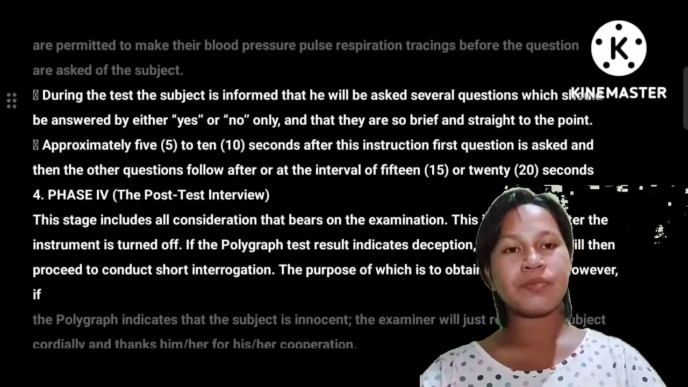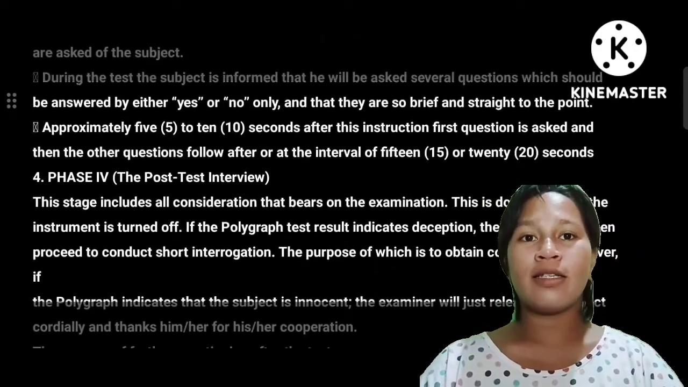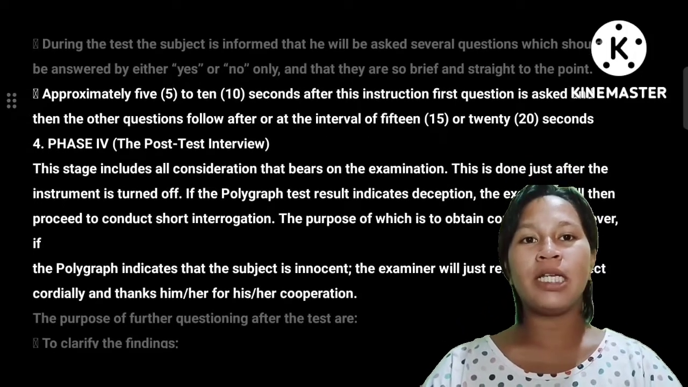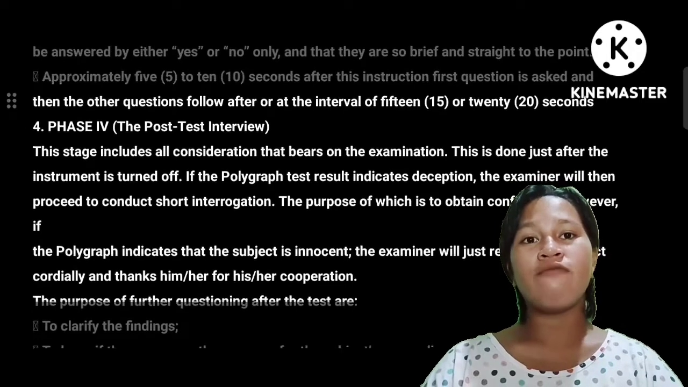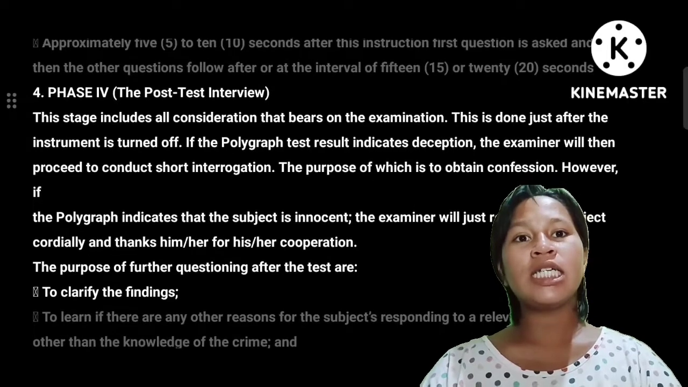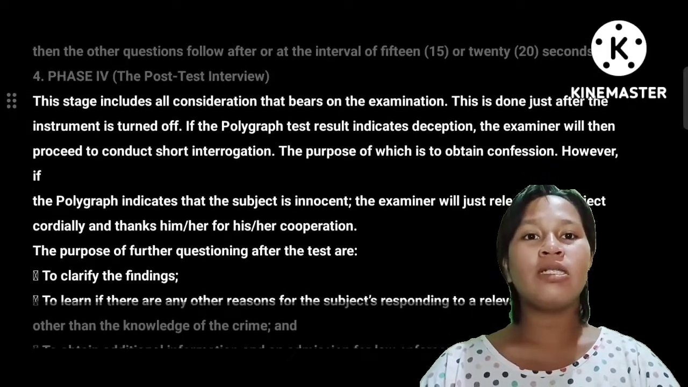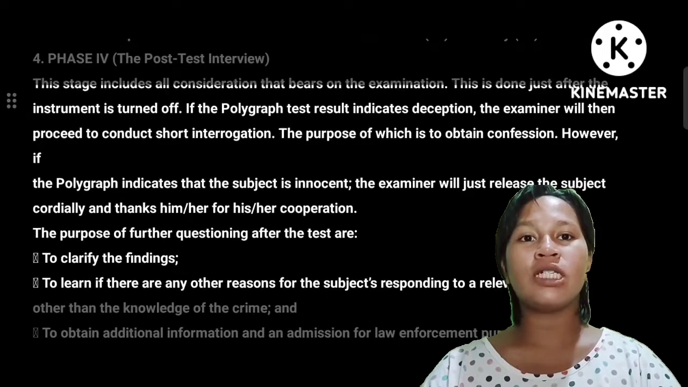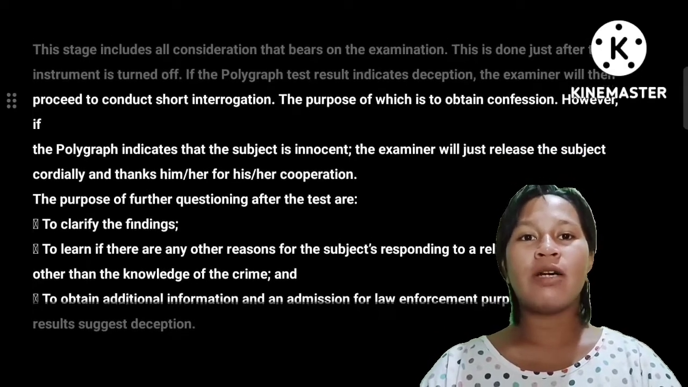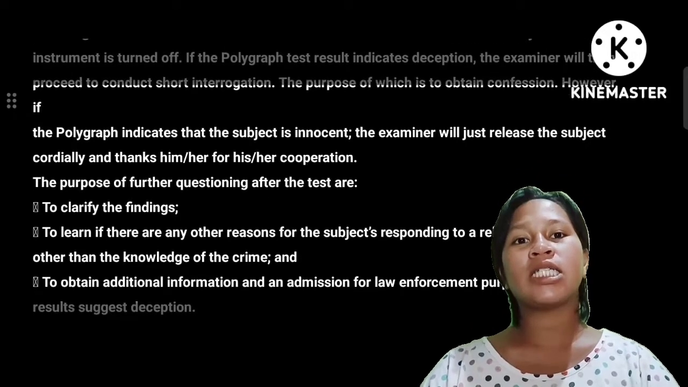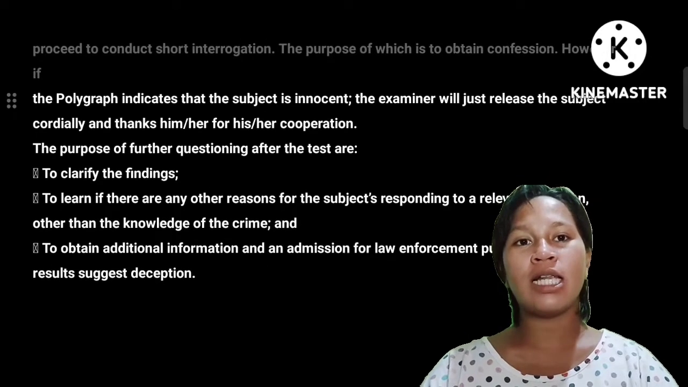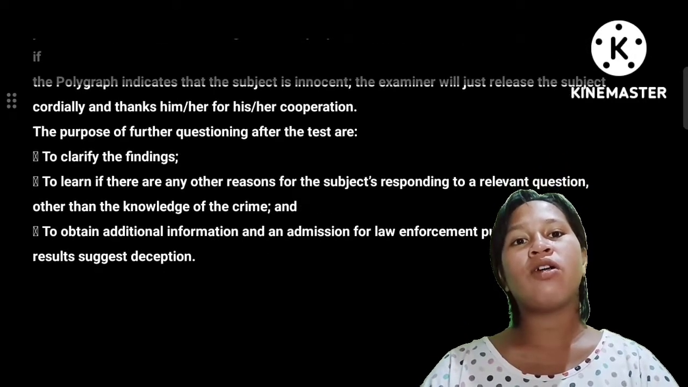Phase 4, the post-test interview, which includes all considerations that bear on the examination. This is done just after the instrument is turned off. If the polygraph test result indicates deception, the examiner will then proceed to conduct a short interrogation. The purpose of this is to obtain a confession. However, if the polygraph indicates that the subject is innocent, the examiner will just release the subject cordially and thank him or her for his or her cooperation.